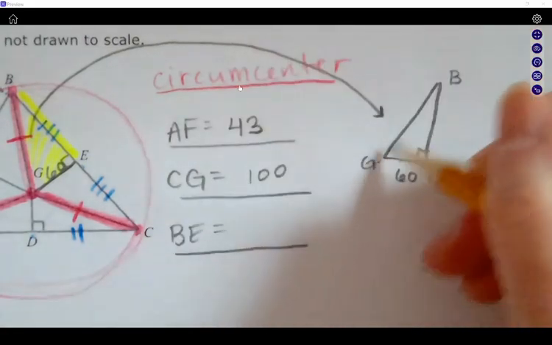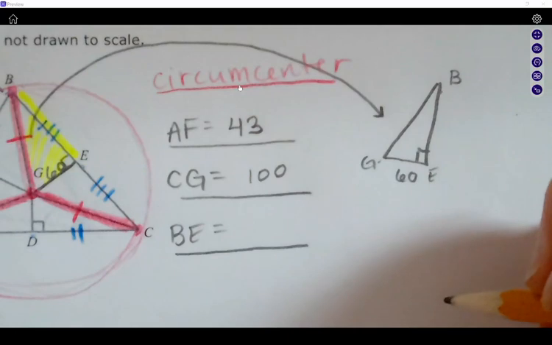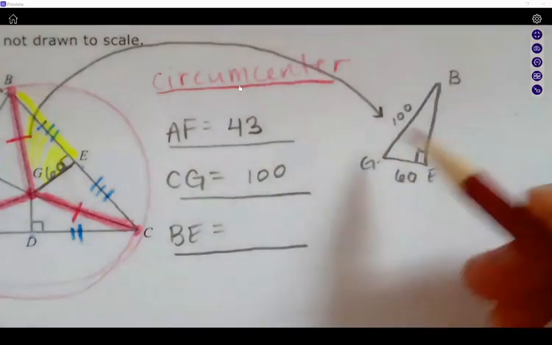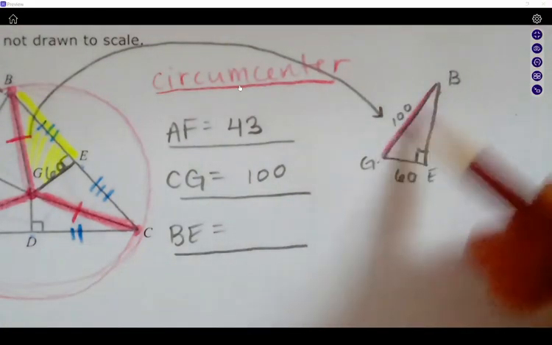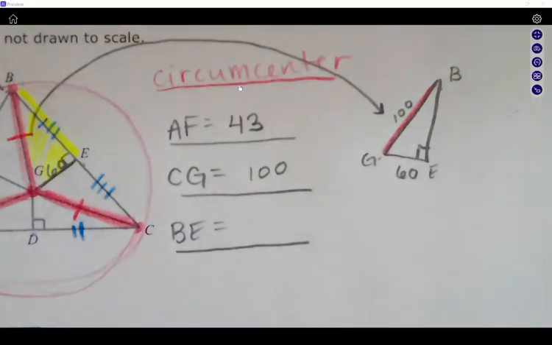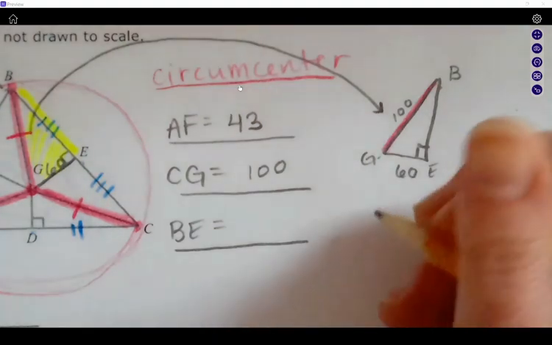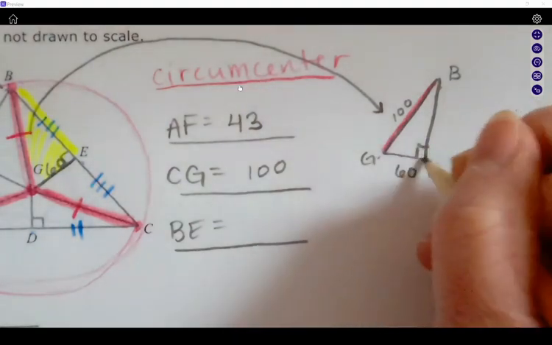Do we know the measure of GB? We do. GB is 100 because it's a radius value. Okay, now we have to actually solve for BE, and we have a right triangle with an unknown. Whenever you start working your review tomorrow, I'm going to ask you, how do you use the Pythagorean theorem? First rule is you have to have a right triangle, which we have. We've got that 90-degree angle.